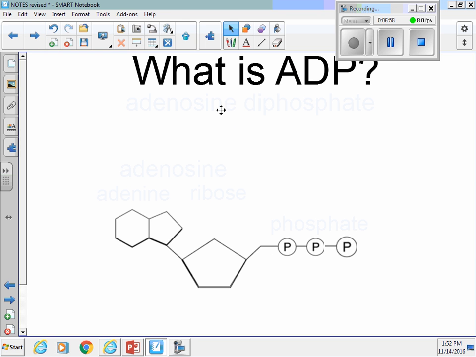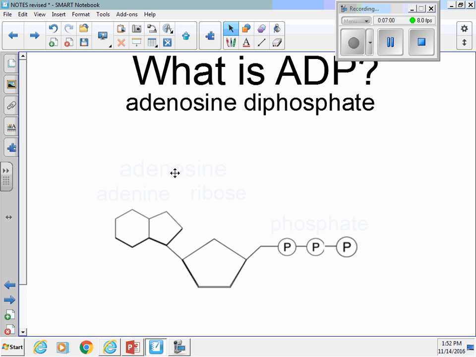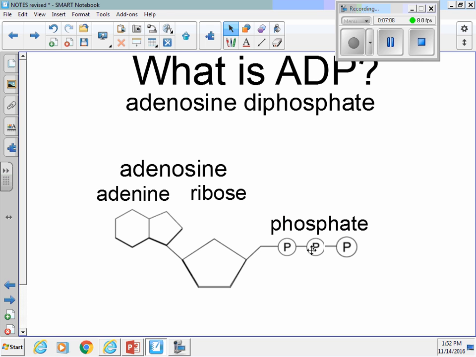ADP is adenosine diphosphate. And we have the same structure. We've got our adenine, our ribose, that's going to make up our adenosine, and then we've got our phosphate groups. The difference here, though, is that that 3rd phosphate is gone. So what happens is, as ATP is used, it becomes ADP, and then that ADP will then again go pick up another phosphate, and it's a cycle so that it's constantly storing energy.